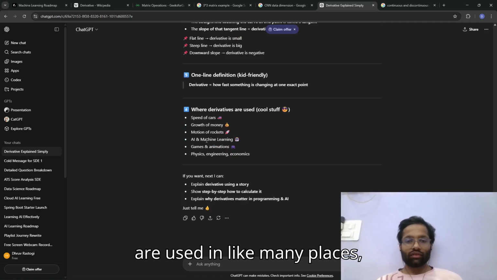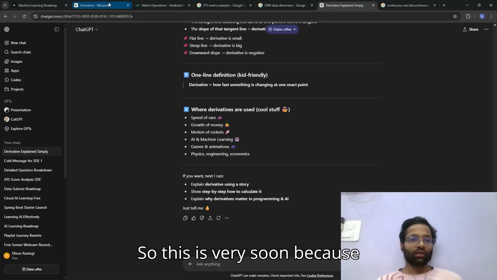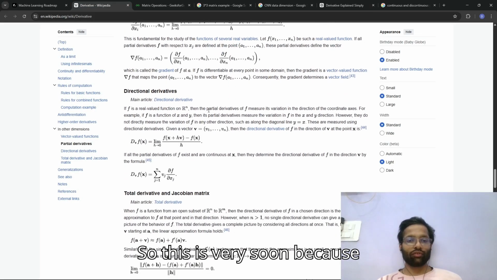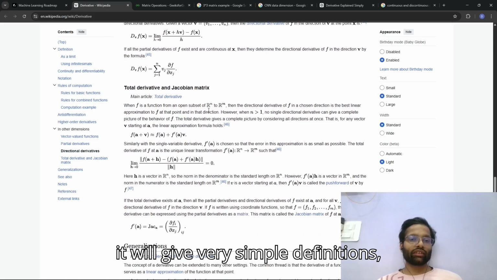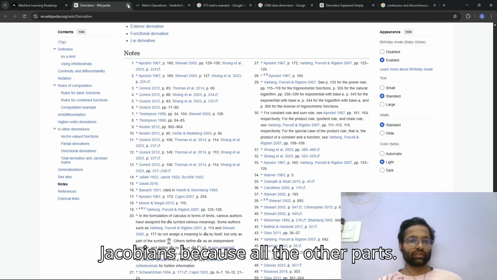And derivatives are used in many places, like the ones we are learning. So it's very simple, it will give very simple definitions. The directional derivatives, total derivatives and Jacobians. These are all the other parts.